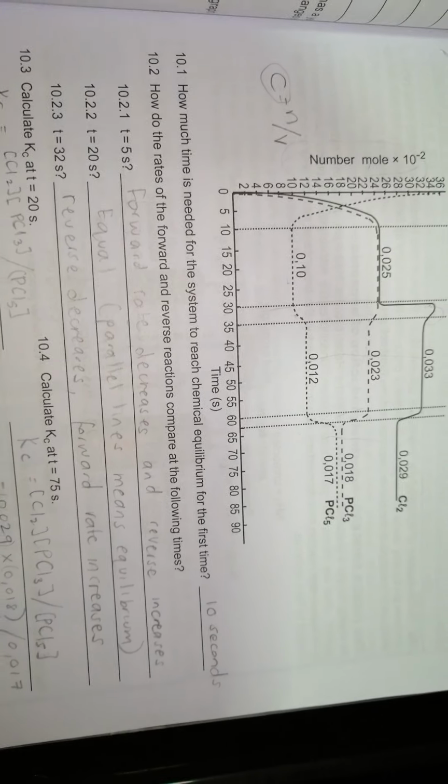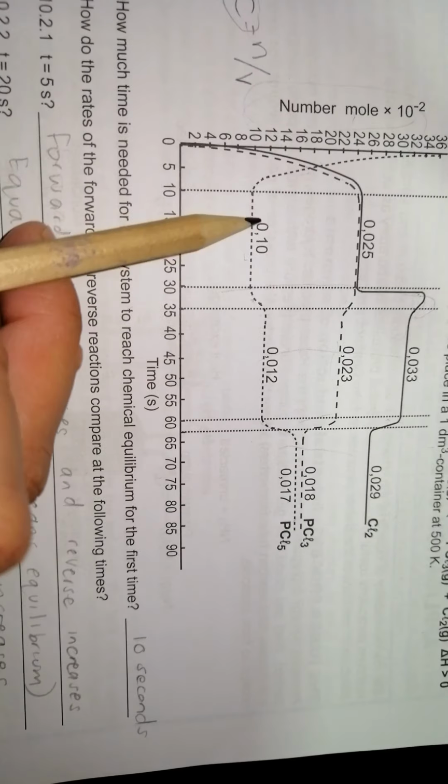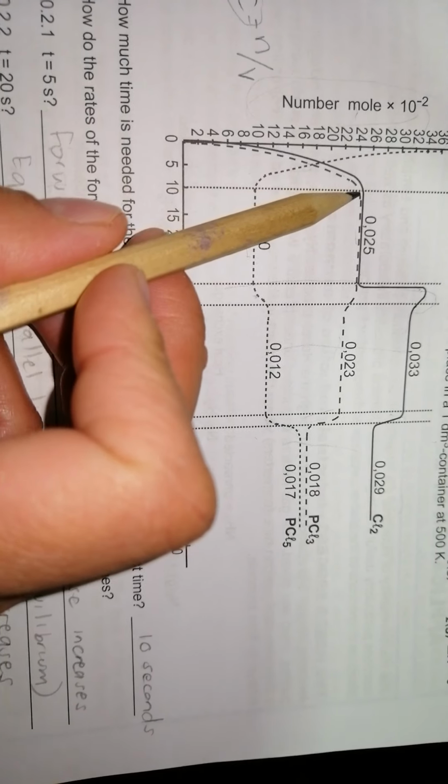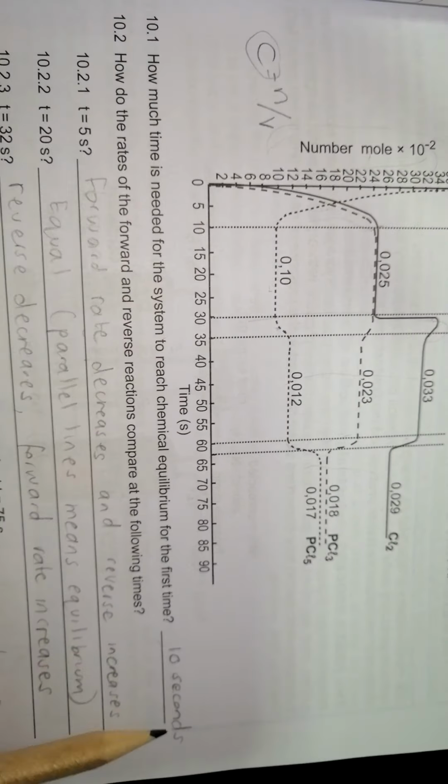Right, 10.1. How much time is needed for the system to reach equilibrium for the first time? Now, the first time we have parallel lines is at 10 seconds, which means it took 10 seconds to reach equilibrium for the first time.